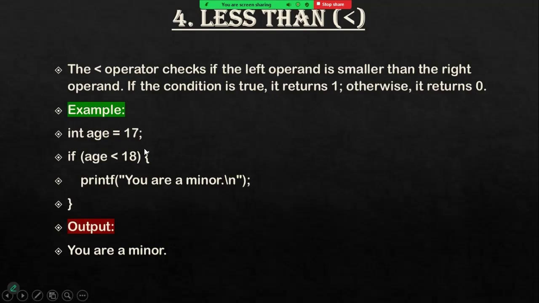So here is an example of that. Int age equal to 17. If conditional statement age less than 18, printf you are a minor, backslash n. Backslash n is next line. So if 17 less than 18, then you are a minor. So 17 is less than 18, so you are a minor. This is the output. So this is the use of the less than operator in relational operators.